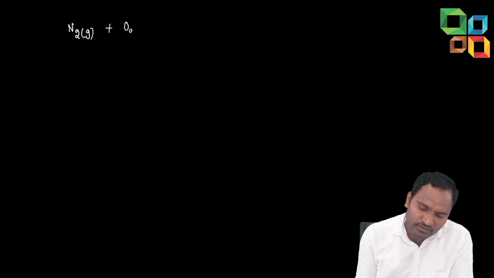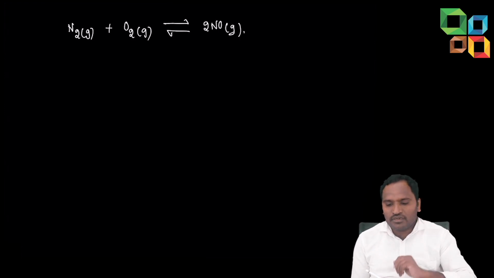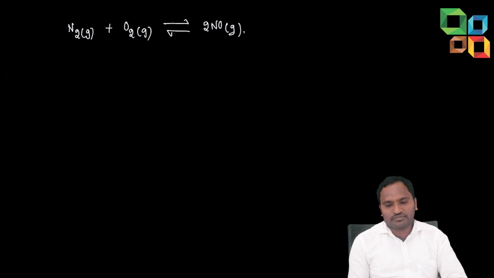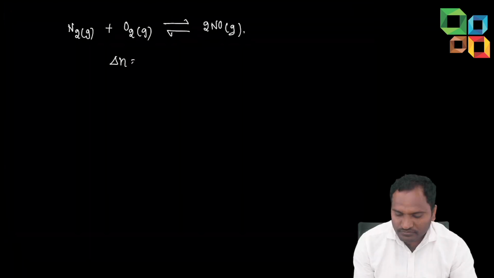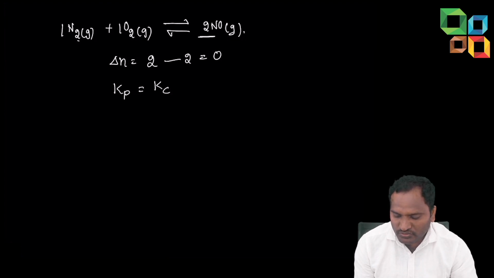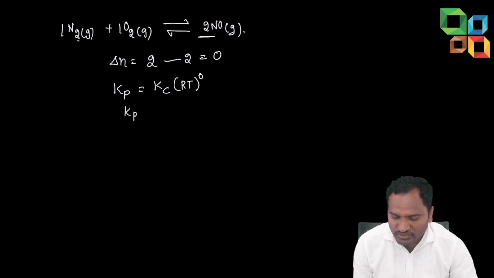Next, one more example I'll give. You only tell me the relation. N2 gas plus O2 gas is in equilibrium with the 2NO gas. Tell me the relation between Kp and Kc. Product number of moles 2. Reactant, this one is gas, only 1 mole. This one is gas, 1 mole. 2 minus 2, 0, right? Now Kp is equal to Kc into RT power 0. Anything power 0 is equal to 1. So now Kp is equal to Kc.